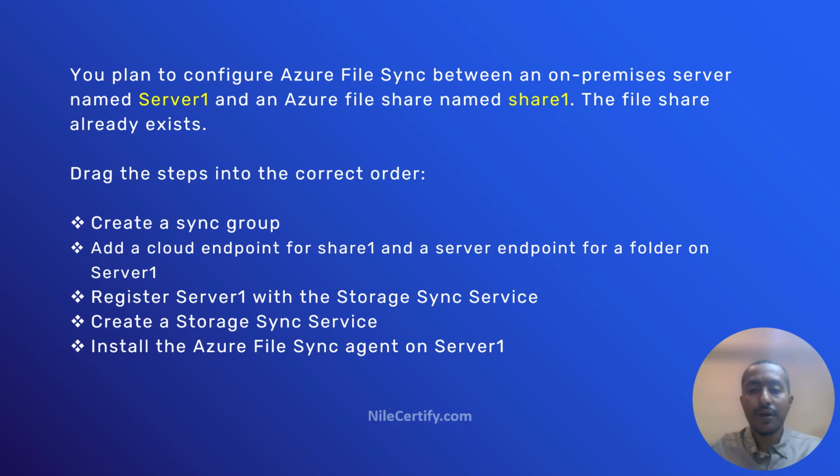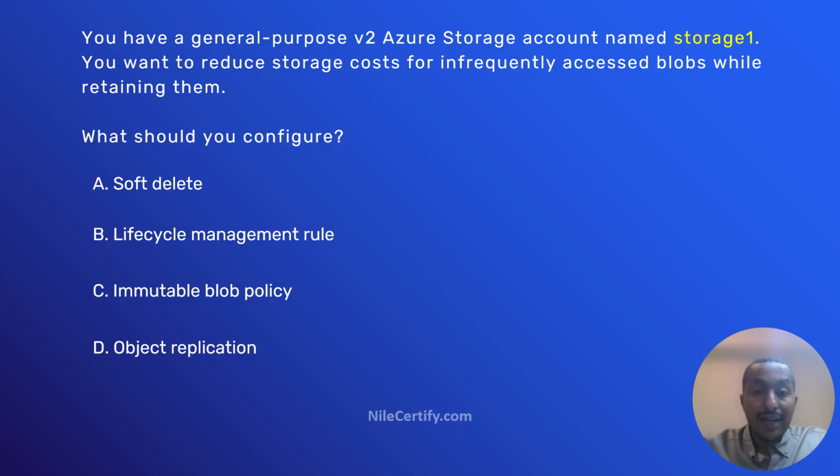So to recap, the correct order is: 1, create a storage sync service; 2, install the Azure File Sync agent on server 1; 3, register server 1 with the storage sync service; 4, create a sync group; 5, add a cloud endpoint for share 1 and a server endpoint for a folder on server 1. Now let's move to the next question.